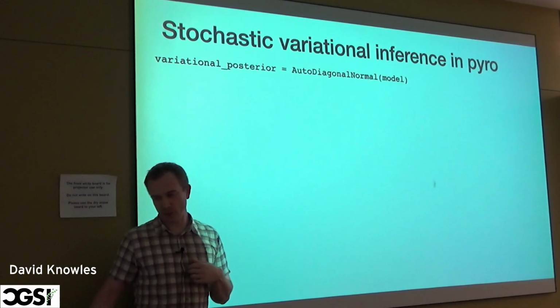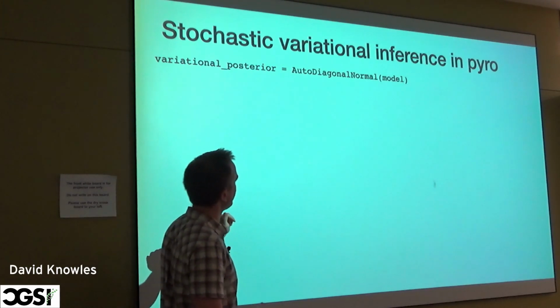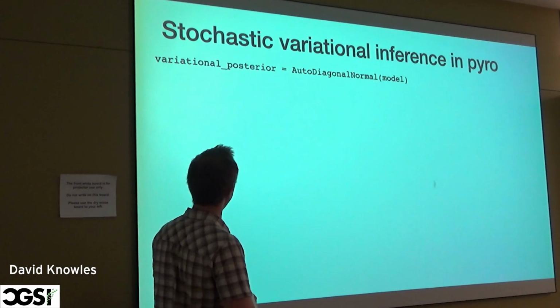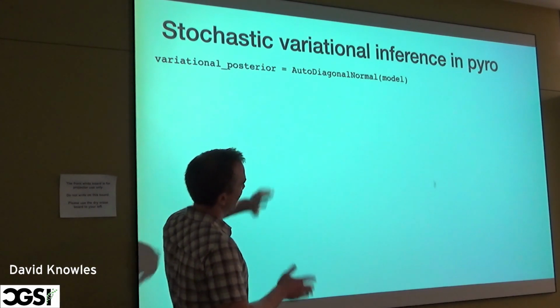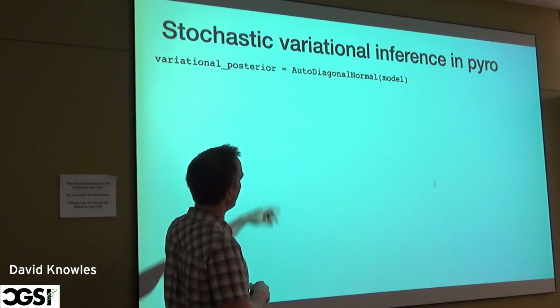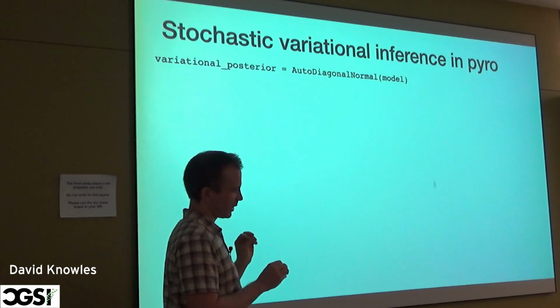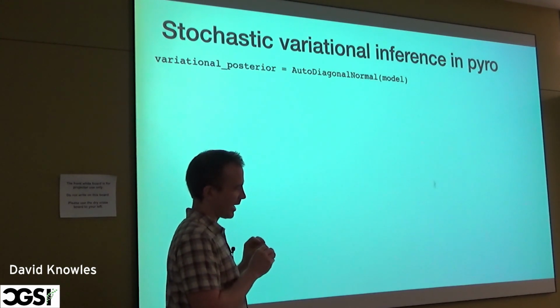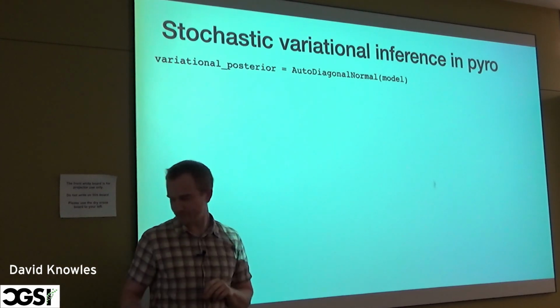Okay. So a lot of the time, we can get away with using these default variational posteriors that Pyro provides. And the one that I think most people use the most is the diagonal normal. So this just says that the Q distribution is just going to be a multivariate normal with a diagonal covariance matrix.